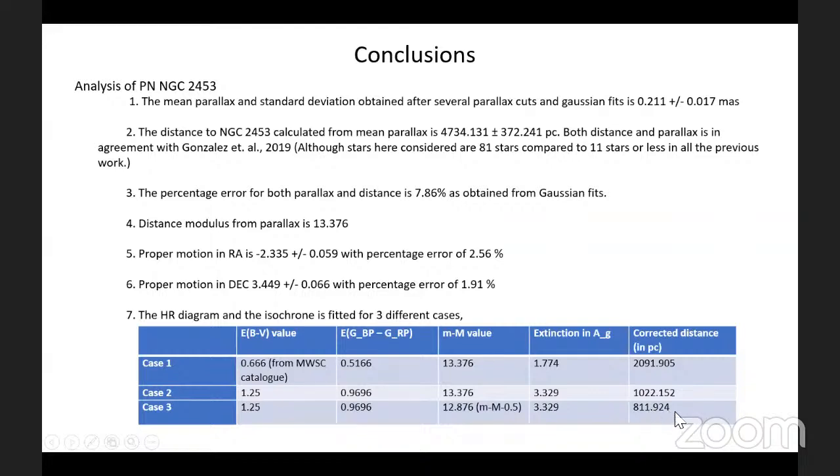And if we do it with 1.25 and a reduction in the distance modulus, then we get around 811 parsecs. So probably we need further investigation here. We can say that there is a large amount of dust present between us and the cluster.